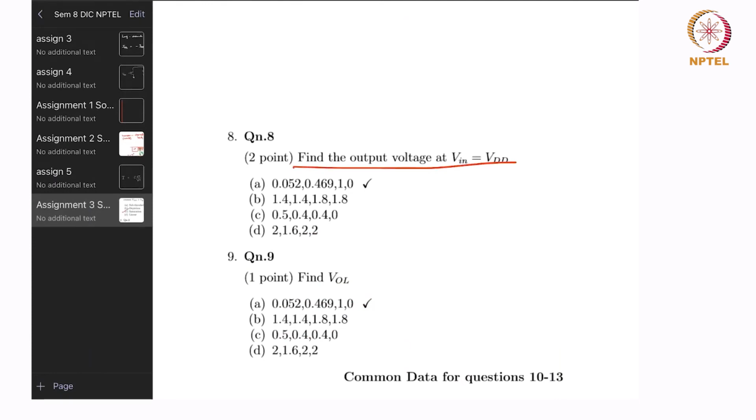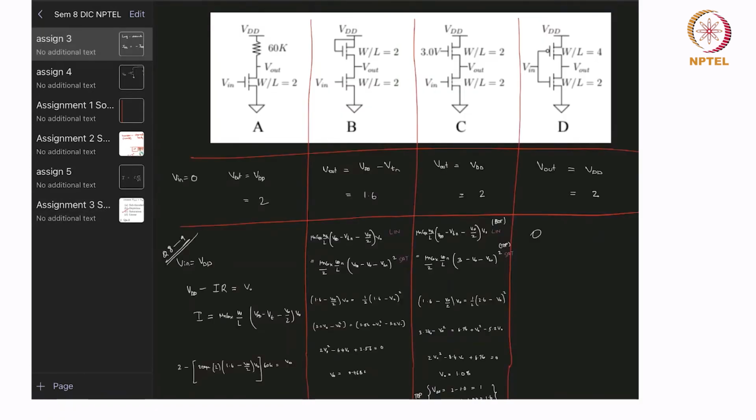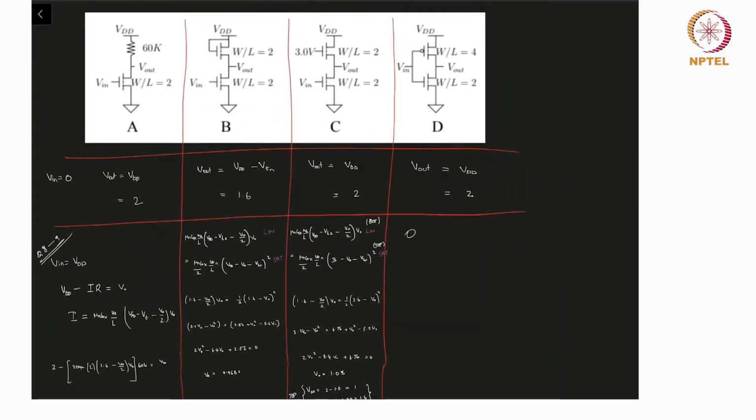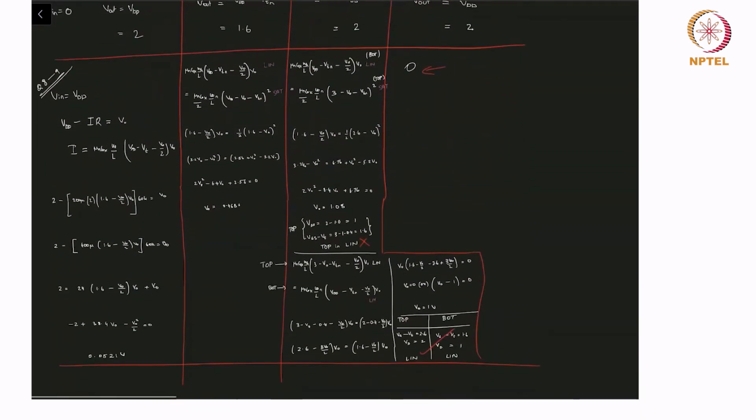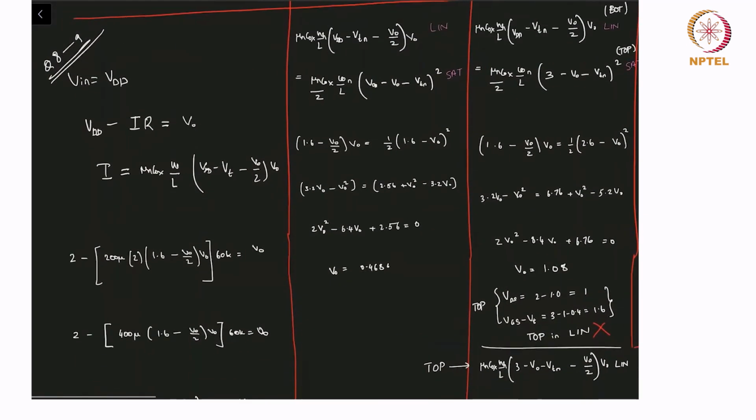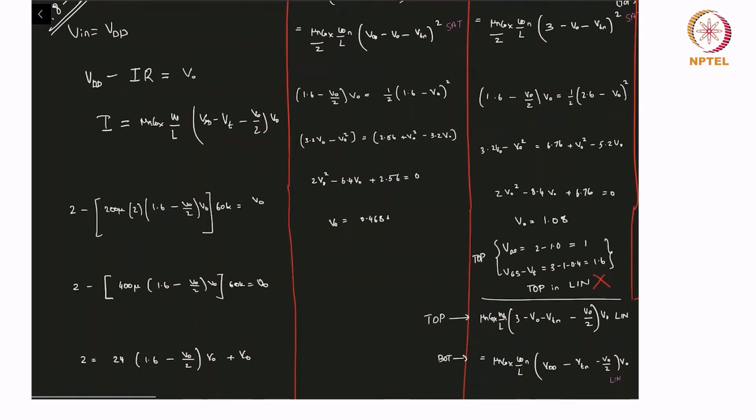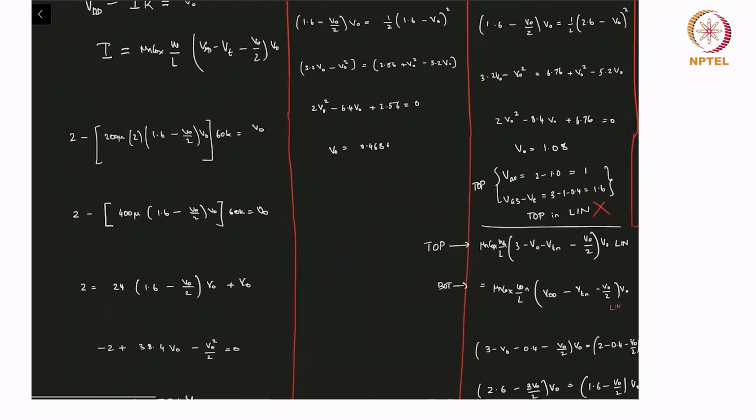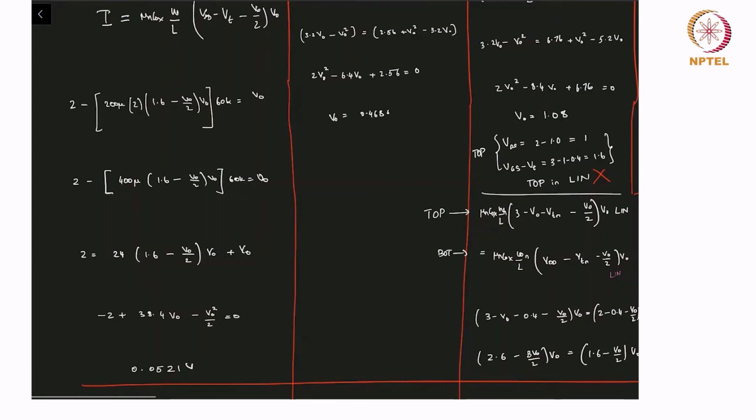So question 8 only asks us to find out what the output voltage is at Vin equal to VDD, and I have it worked out over here for circuits A, B, C, and D. Circuit D is easy, it's just 0 volt because Vin is equal to VDD, NMOS is completely turned on, PMOS is completely turned off, and the output is pulled properly to ground. But of course, circuits A, B, and C require some calculating. So I will just go over the calculations, and you can pause the video at any point to see if it makes sense or not.